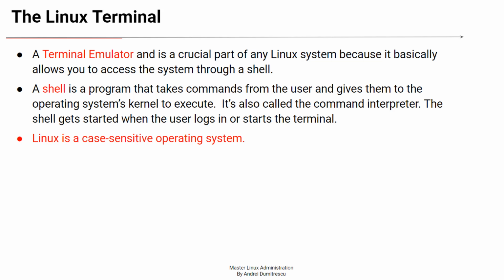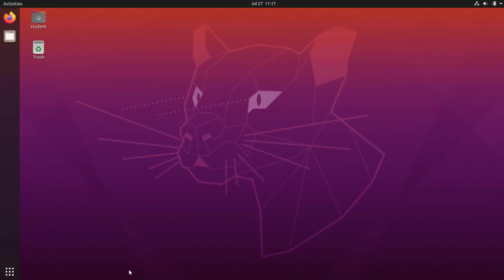Let's see what a terminal is. It is actually called a terminal emulator and is a crucial part of any Linux system because it basically allows you to access the system through a shell. It's a program that opens a window and lets you write commands. There are a bunch of terminal programs available, but the most used one is the GNOME terminal, which is the default terminal in Ubuntu and CentOS. Other terminal emulator applications are Console, Xterm, Quake, or Terminator.